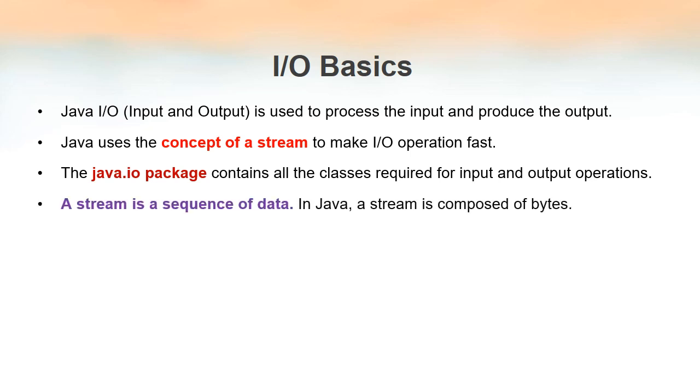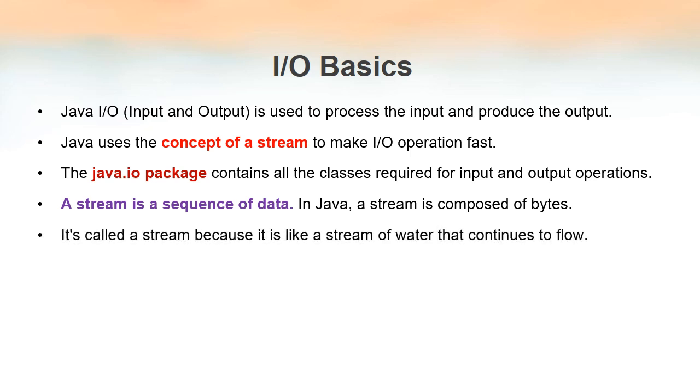And what is a stream? How can we define a stream? A stream can be defined as a sequence of data. In Java, a stream is composed of bytes. We all know 1 byte is equal to 8 bits. And why is it known as a stream? In Java, a sequence of data is said to be a stream because it is like a stream of water that continues to flow. So it is based on that concept that we are naming it a stream in Java.